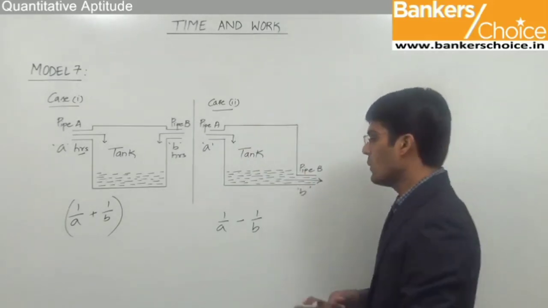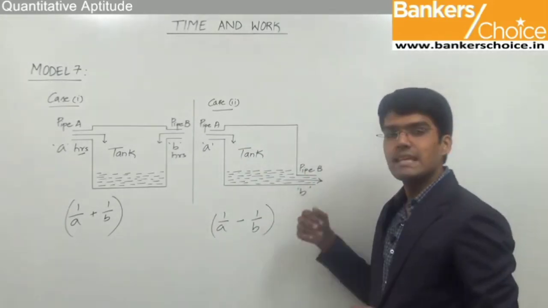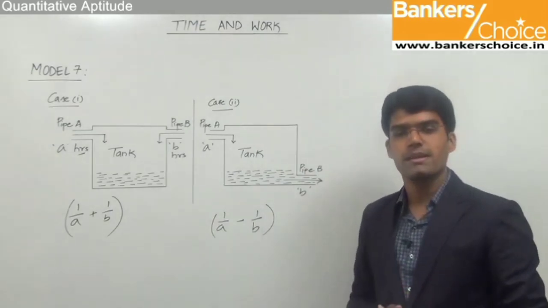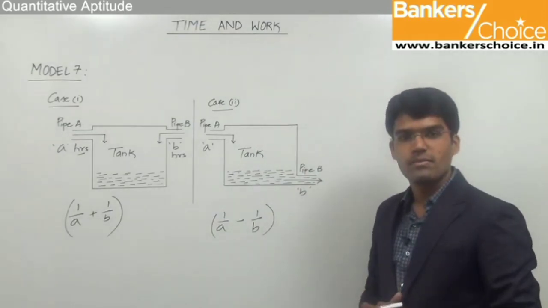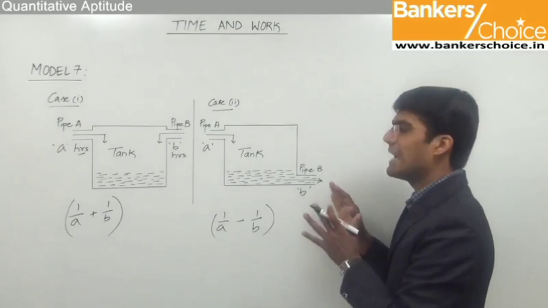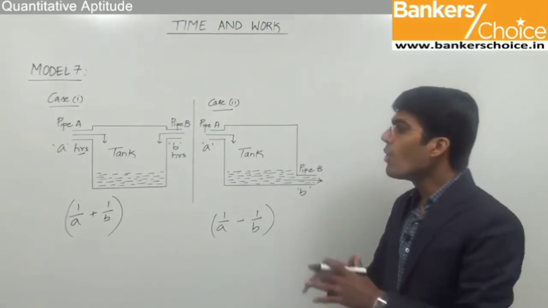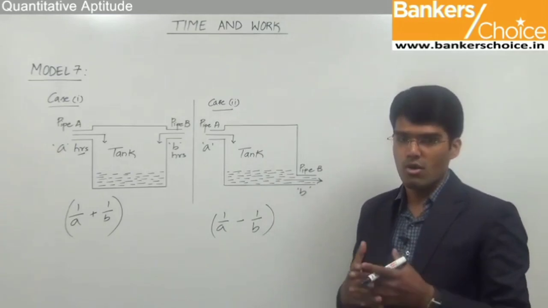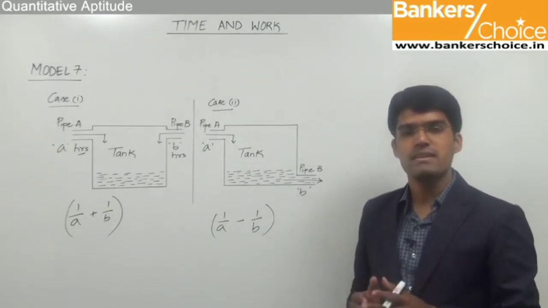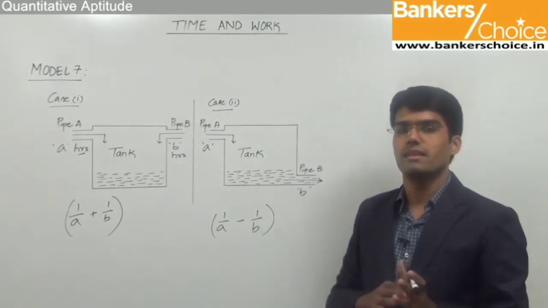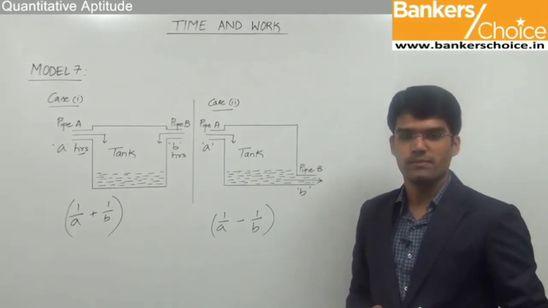in 1 hour. And once we get this value, we can take the inverse of this to find out the total time required to fill the tank. So this is the only special case and different case that we have when compared to time and work. Otherwise, all the questions from this model of pipes and cisterns can be solved simply by applying the concepts that we have discussed in time and work.